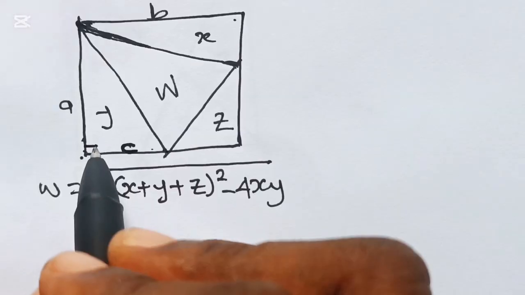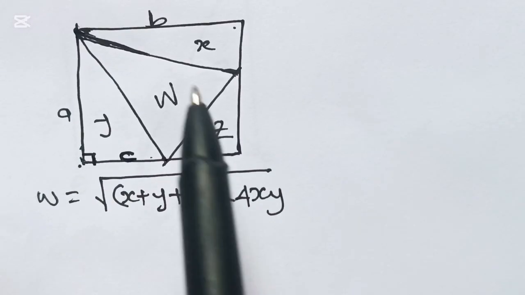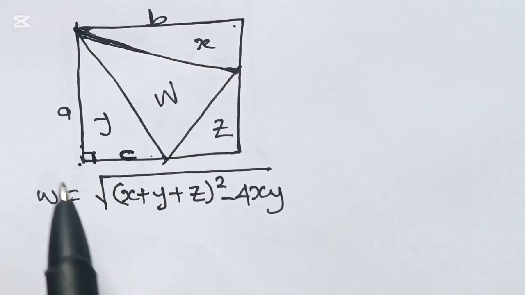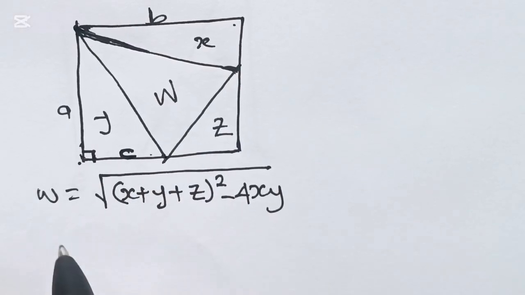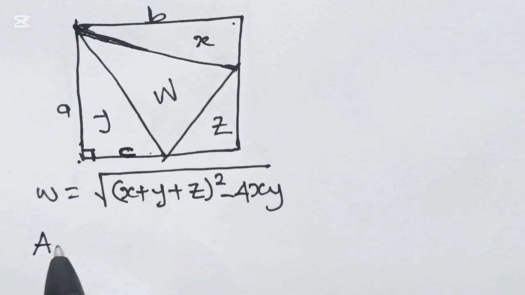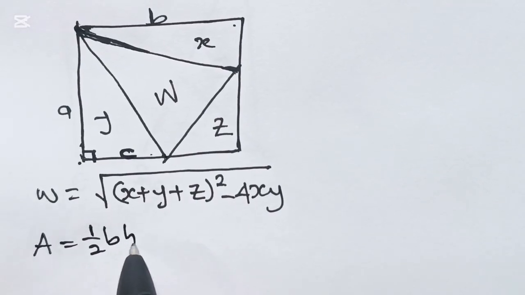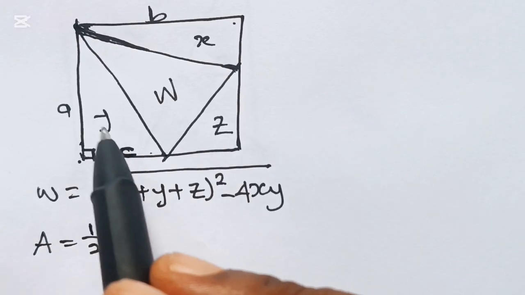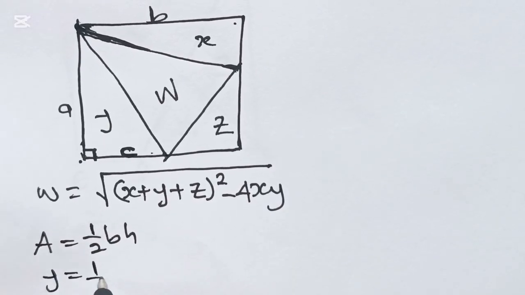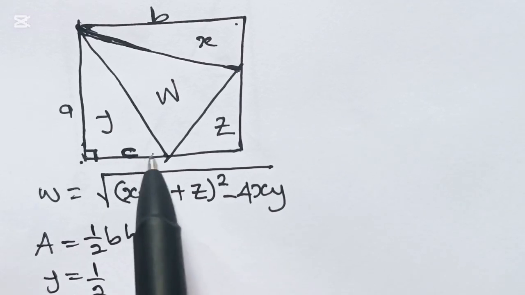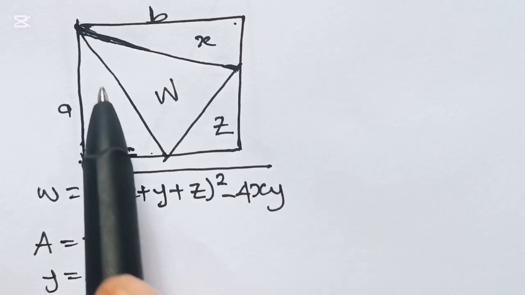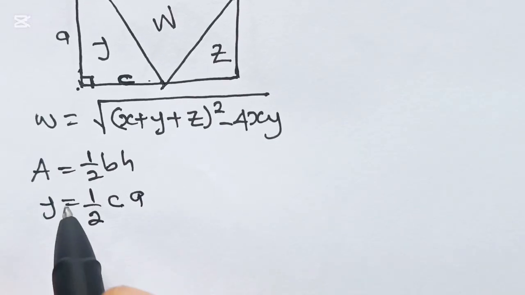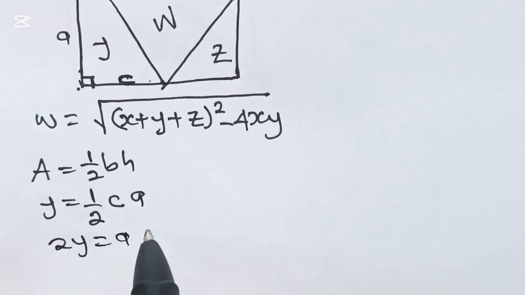Remember that this is a right angle triangle, being that this is a rectangle. Yes, and the area of a triangle is equal to half base times height. So if we are talking about this triangle now, its area, which is y, should be equal to half multiplied by the base. The base is c and the height is a. All right, so if we cross multiply, we have 2y is equal to ac.